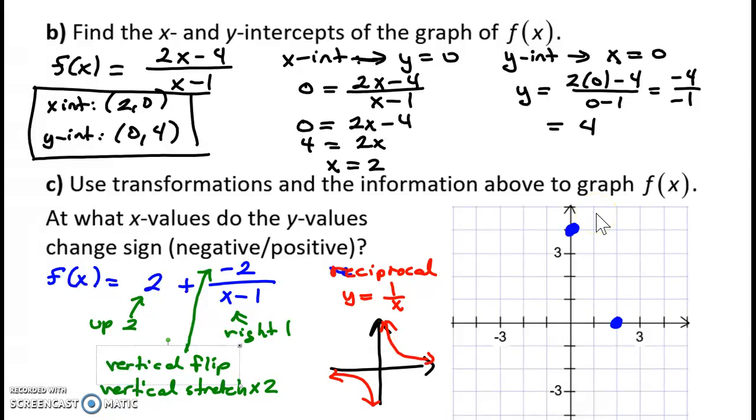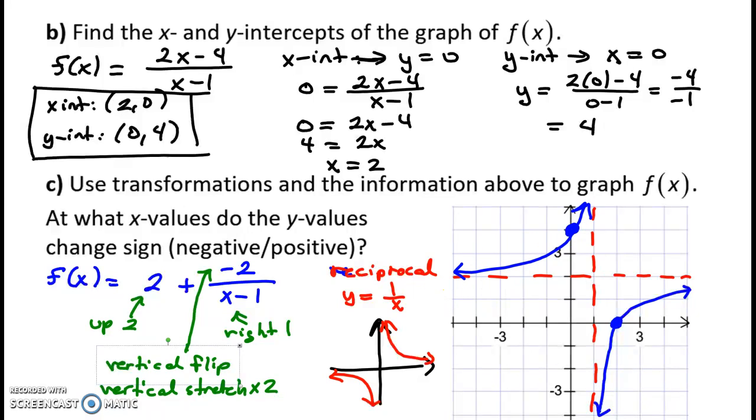The first asymptote, or the y-axis, gets translated right 1, and then the x-axis gets translated up 2. So these are our new axes, if you want to think about it this way. Now all we have to do is put in the basic shape of the reciprocal function using the 2 points that we graphed, the x and the y-intercept.